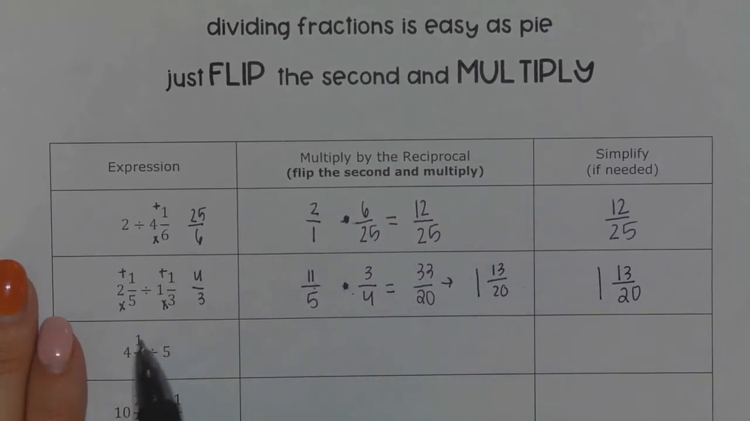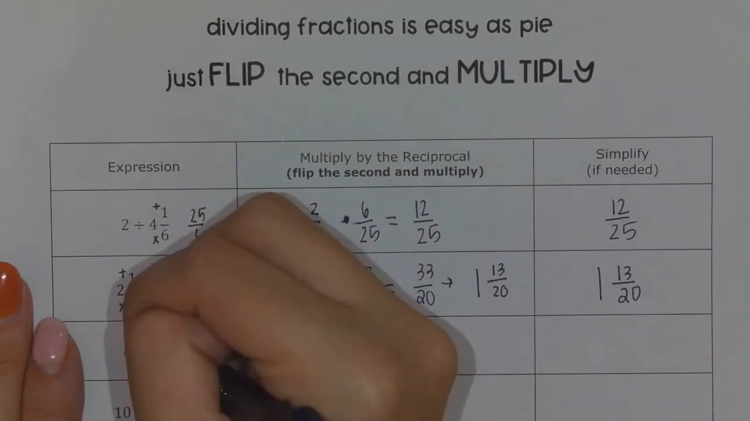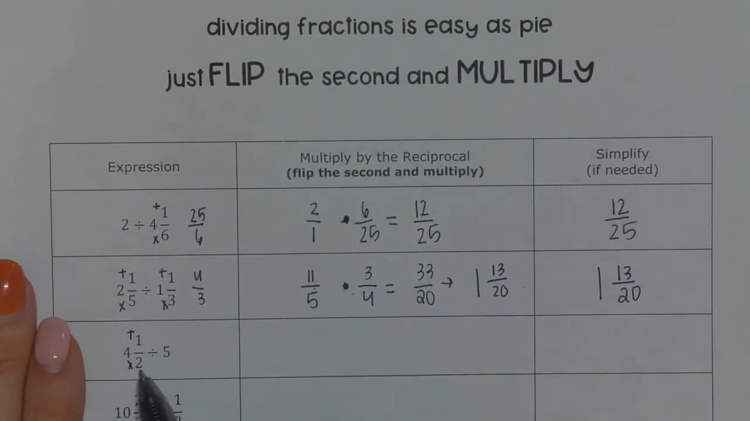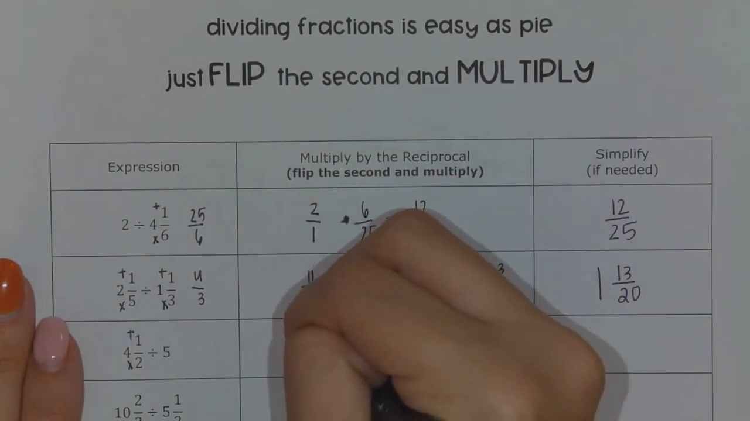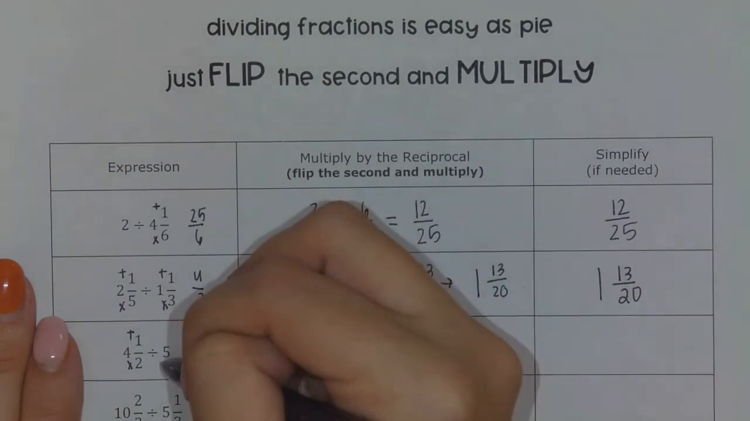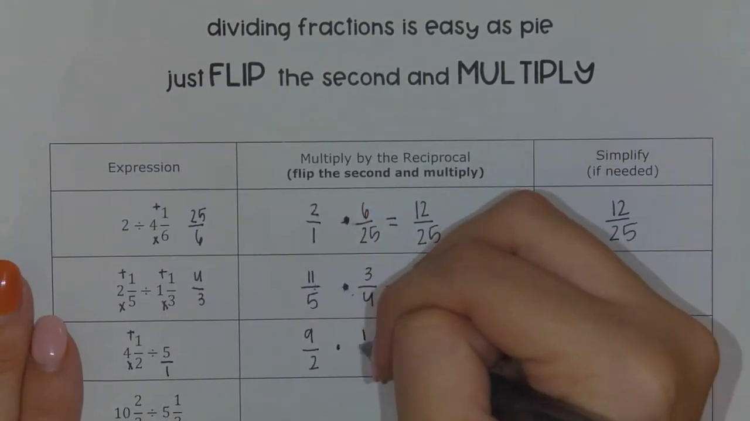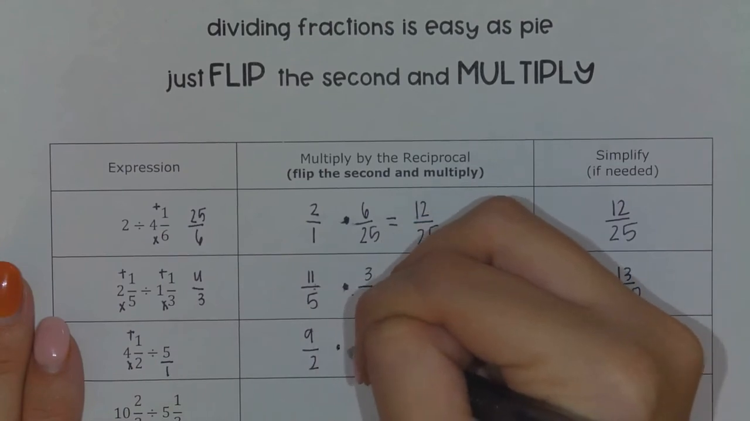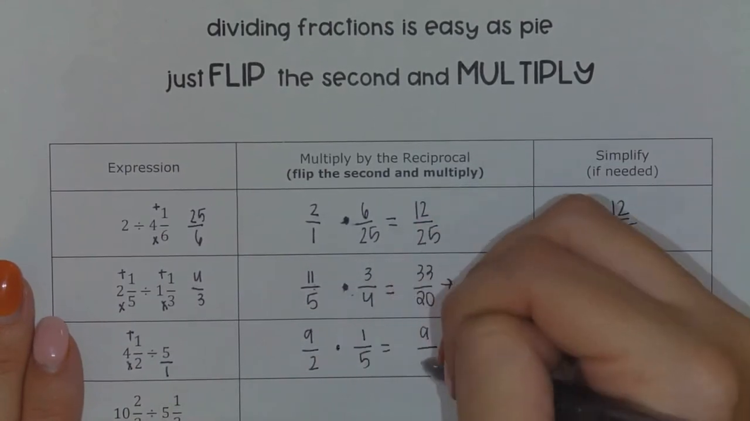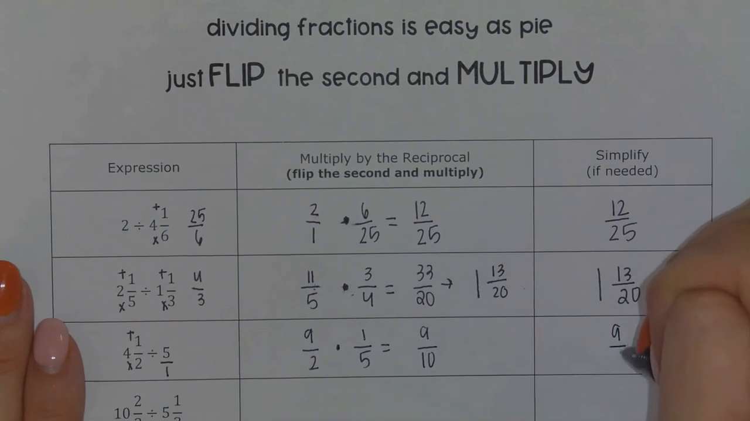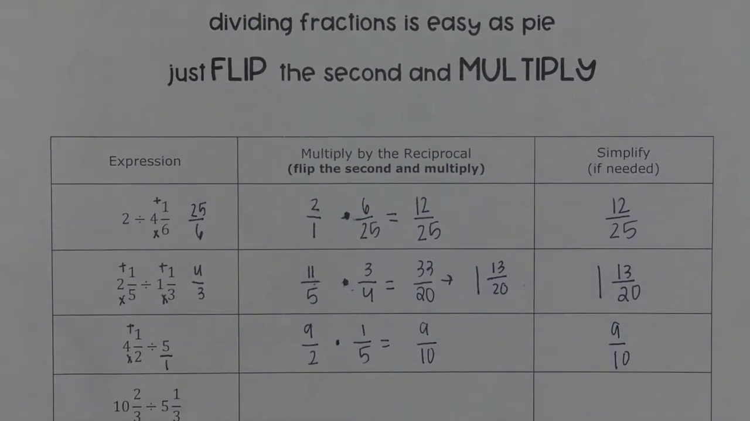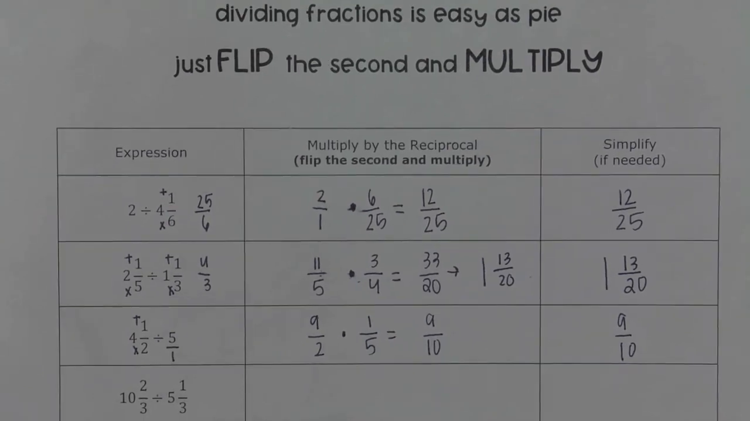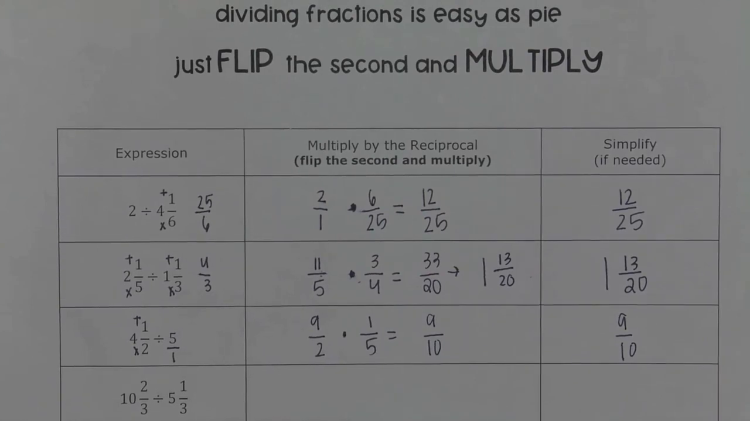One more for us. I have 4 and 1/2 divided by 5. I'm going to turn 4 and 1/2 into an improper fraction. So 2 times 4 gives me 8, plus 1 more gives me 9 halves, times the reciprocal of 5, which would be 1/5. So I have 9 times 1 gives me 9. 2 times 5 gives me 10. So 9/10. So again, the same idea. We just flip the second and multiply. We just have that extra step of doing the Texas two-step to turn all of those mixed numbers into improper fractions.